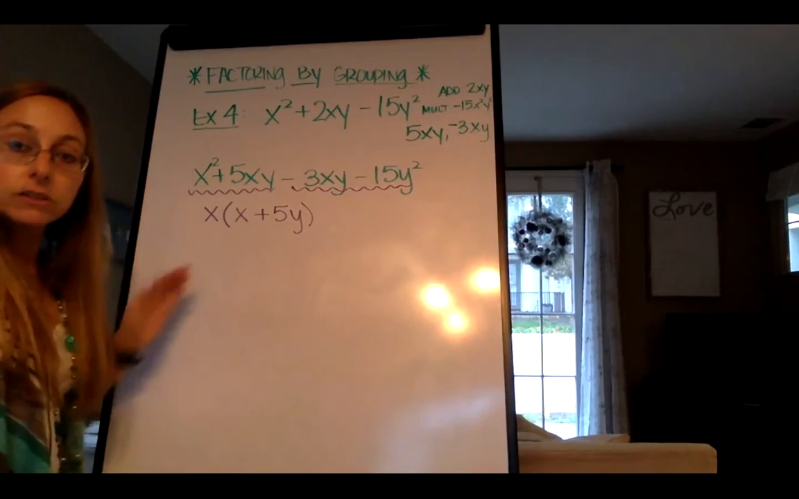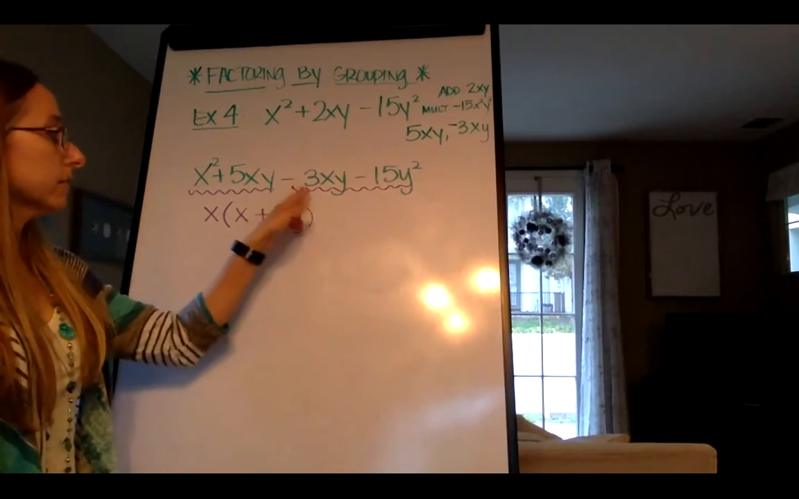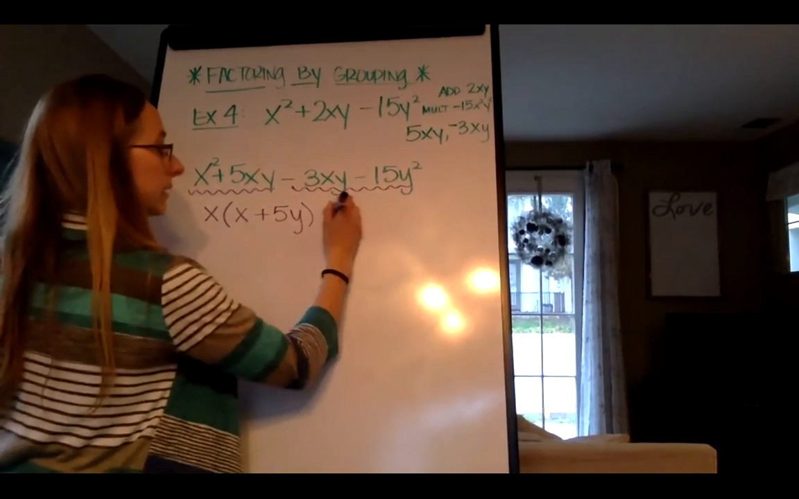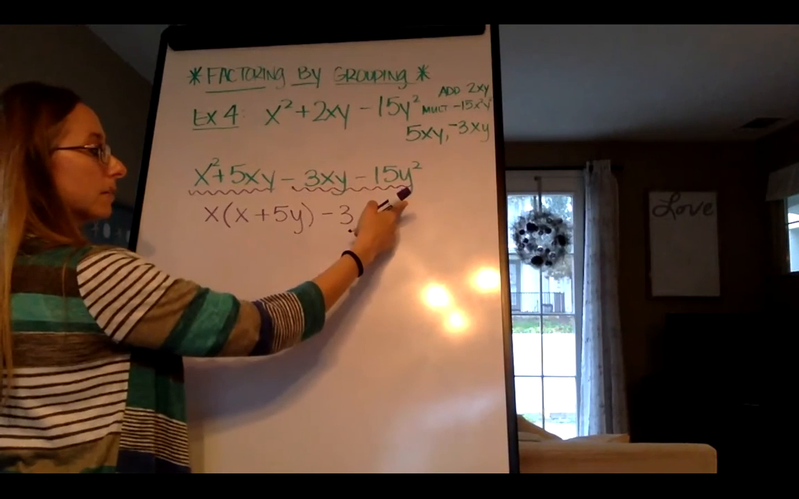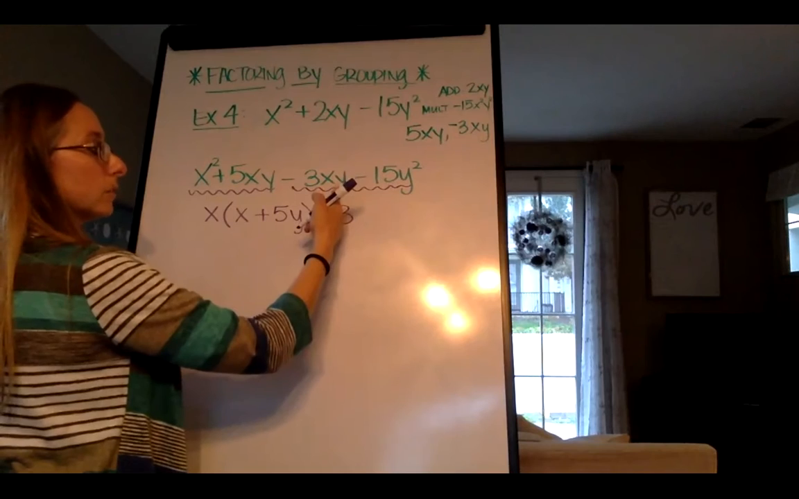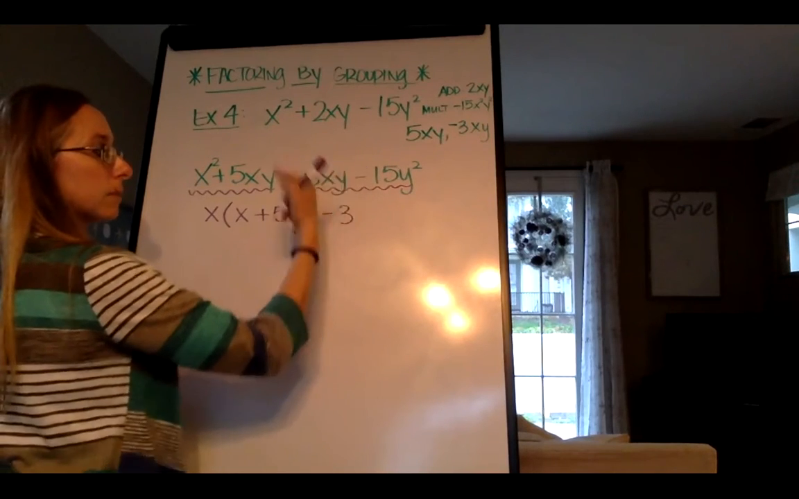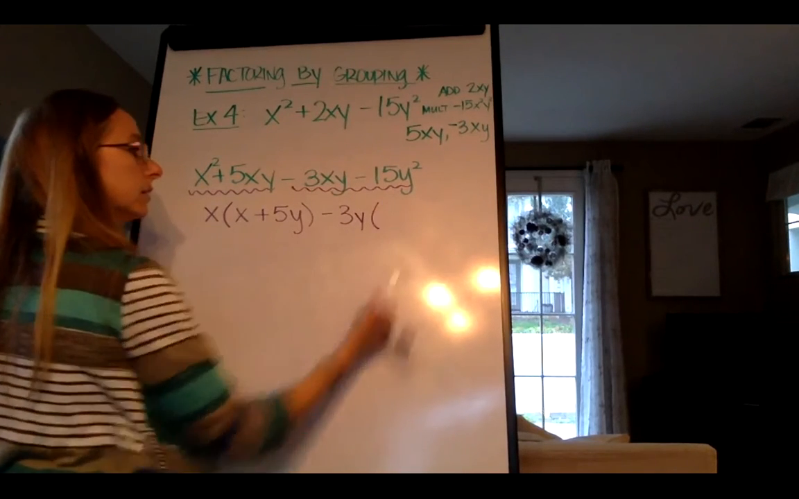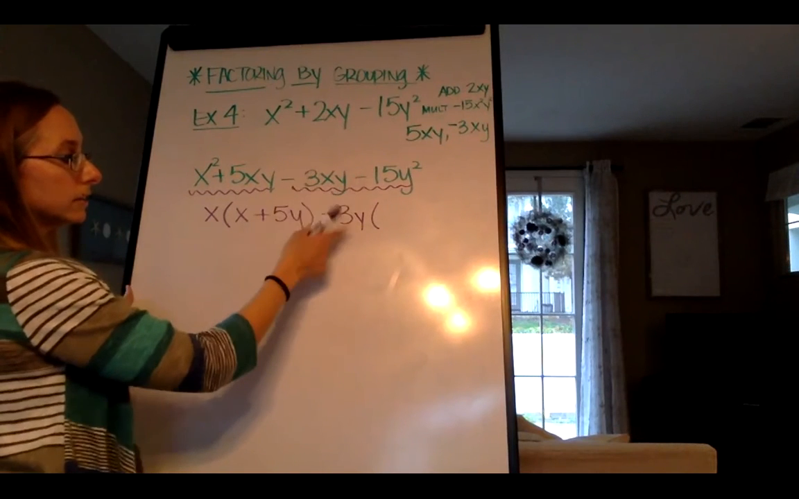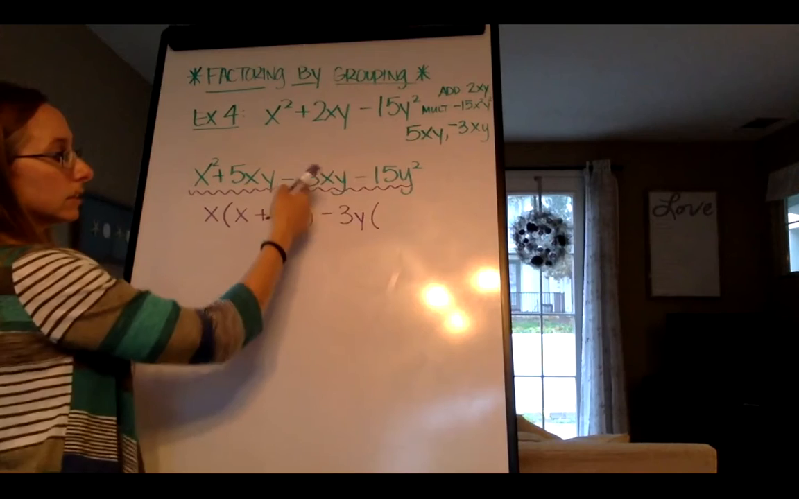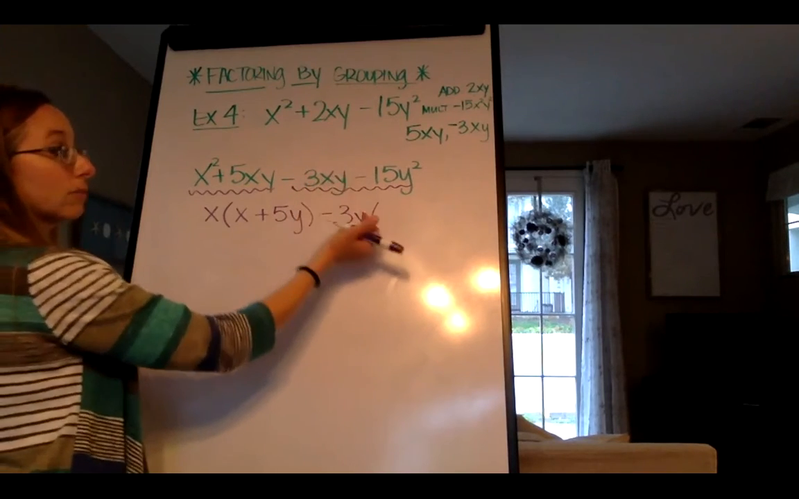Looking at the last two terms, negative 3xy minus 15y squared. They're both negative, so let's go ahead and factor out a negative. Negative 3, negative 15, so minus 3. They don't have in common an x, but they both have in common a y. So we have y and y squared. The smaller of the two is y. Factoring out minus 3y: negative 3xy divided by minus 3y, the y's cancel, we're left over with the x.